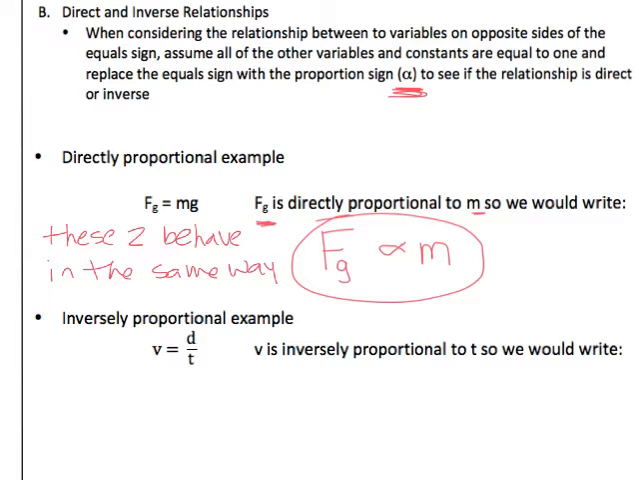So they're going to behave in the same way. So if one increases, the other increases. The more mass something has, the more weight it has. It's heavier. Okay. For inversely proportional, okay, now these are going to behave in opposite ways.